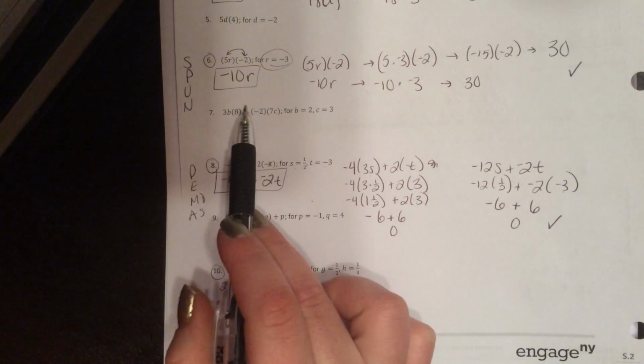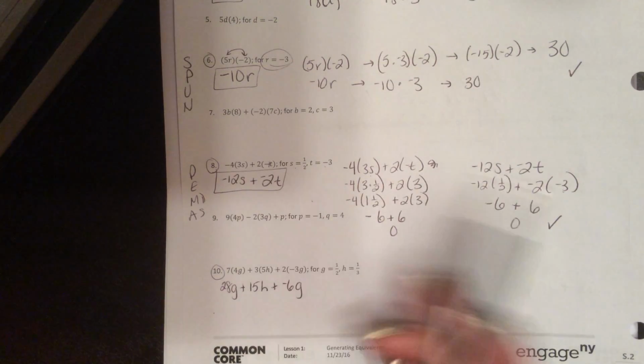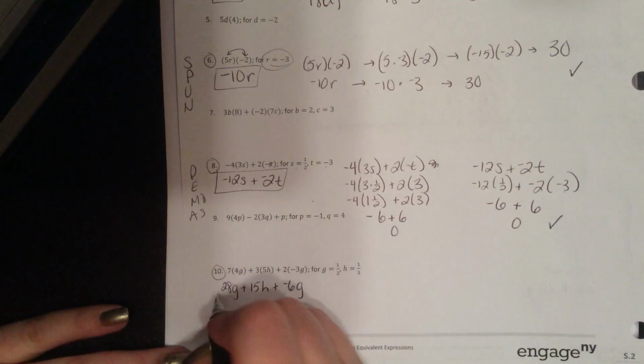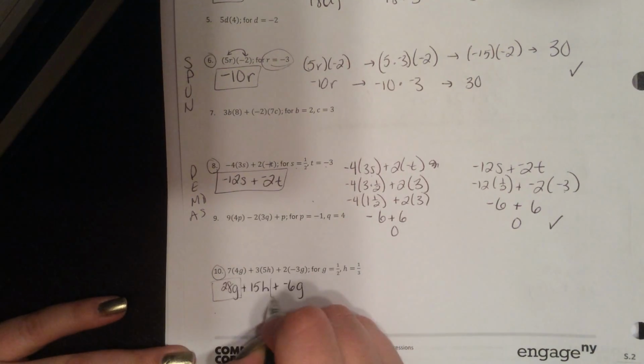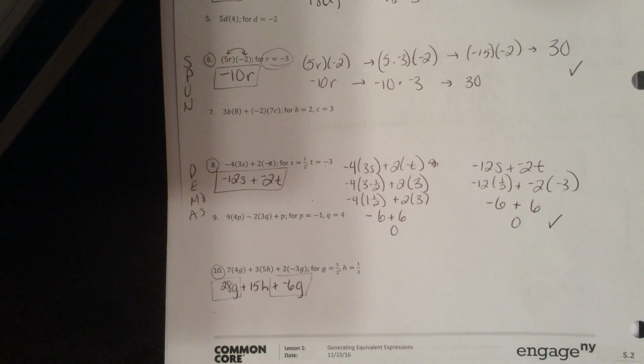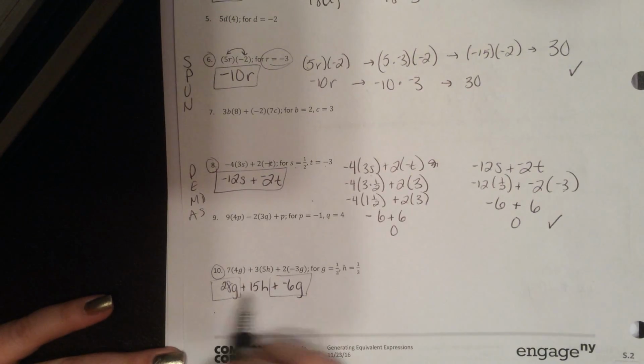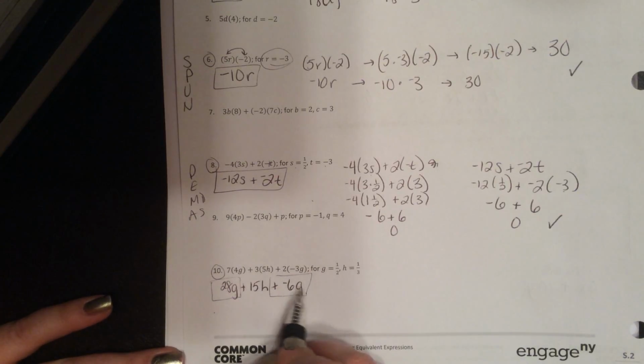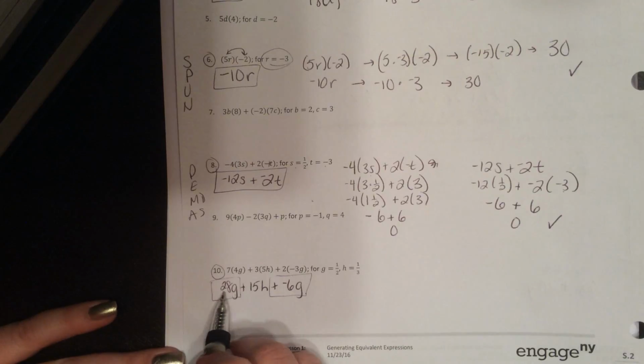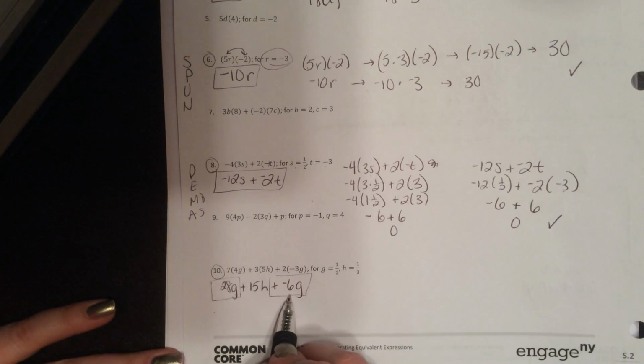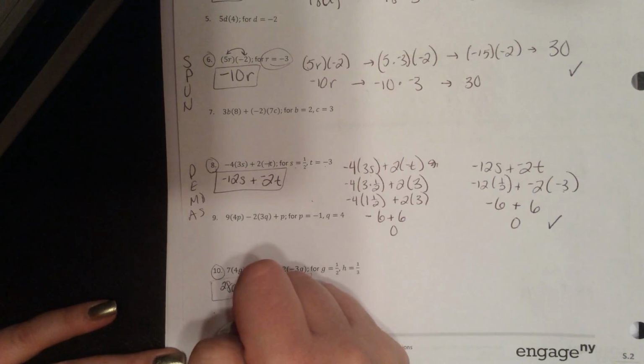Up here we stopped because you had s and t. Those are not like terms. But now you have this g and this g that are like terms. The reason I boxed them the way I did, I grabbed the number and any symbols that it had before it. So I grabbed plus -6g. So 28 plus -6. Okay? That's going to give you a positive 22g.